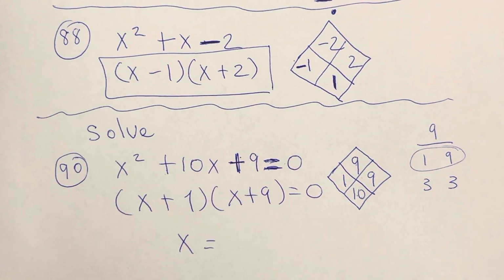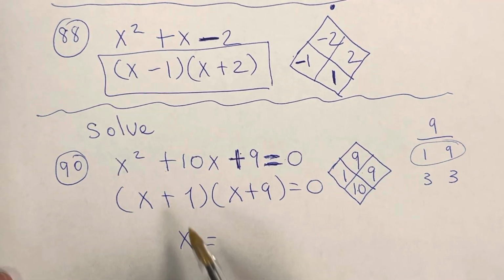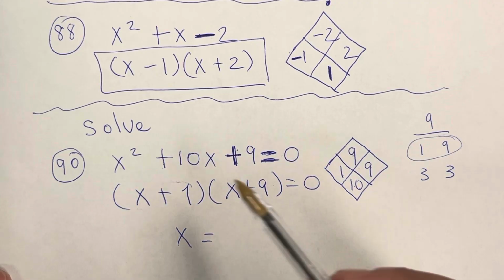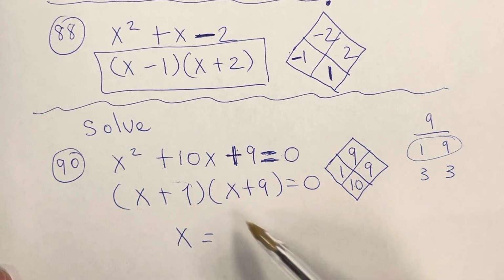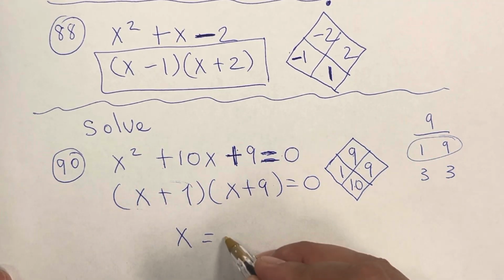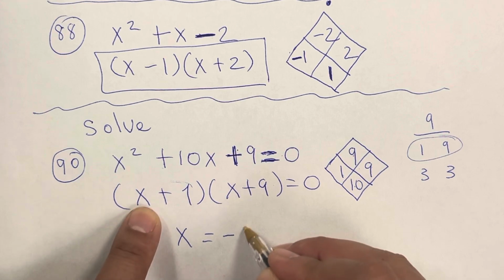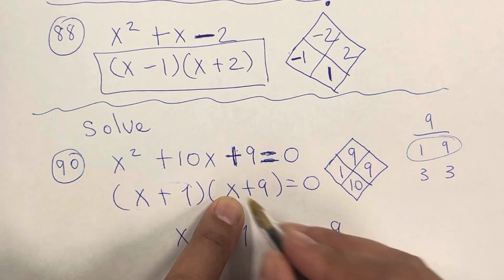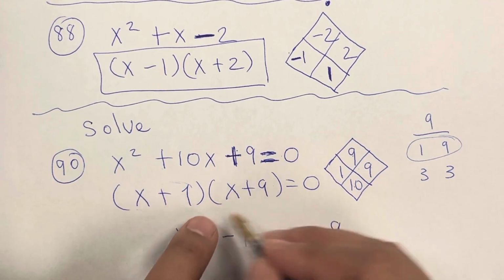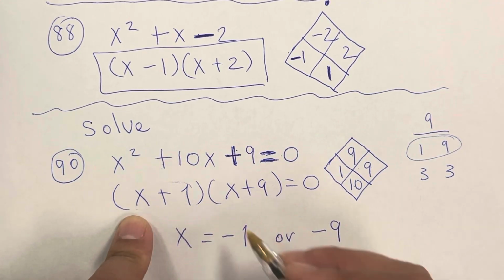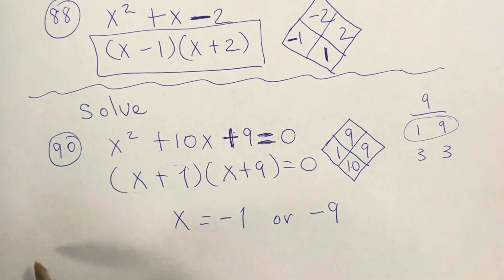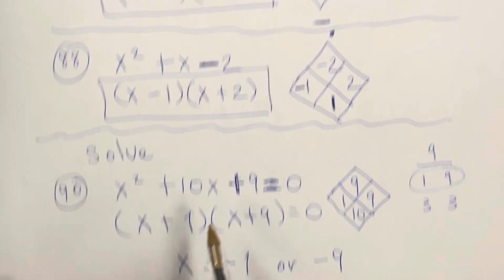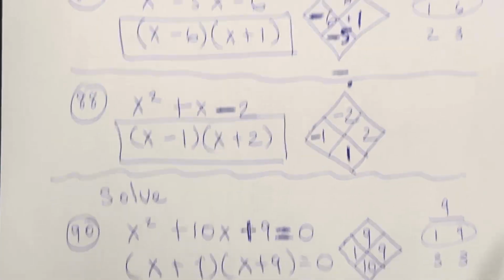What is the value of x? Remember that we're trying to get this factor to be 0 or this factor to be 0, because 0 times anything will be equal to 0. So x has to be negative 1 or negative 9, because negative 9 plus 9 makes it 0, and this one, negative 1 plus 1 equals 0, okay? When it says solve, find the value. When it says factor, don't find the value of x.